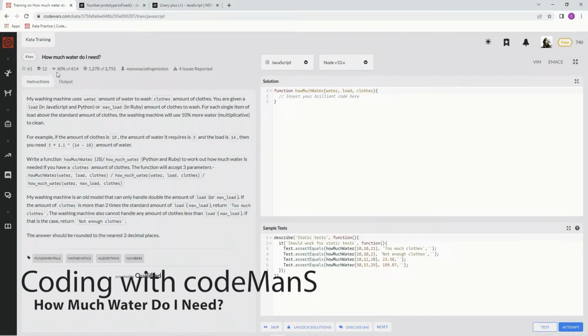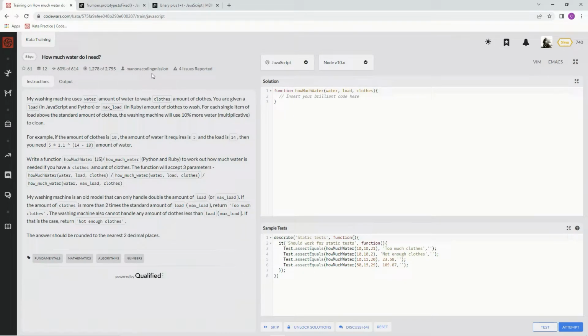All right, now we're doing 8Q. How much water do I need? This is by Man on a Coding Mission, and 60% of the people like it. I went to the discussion thing, wherever it is, like right down here.